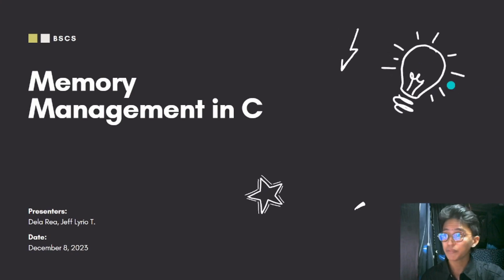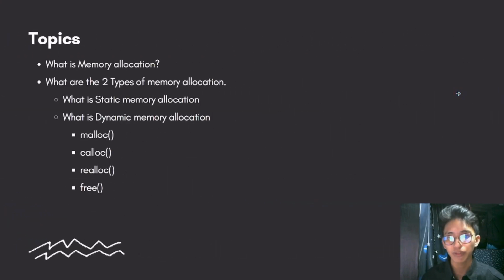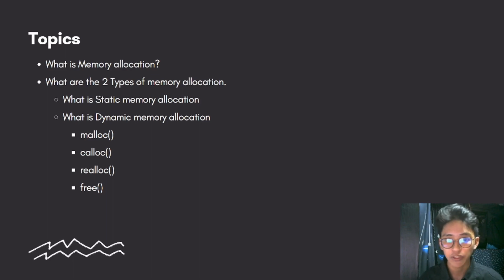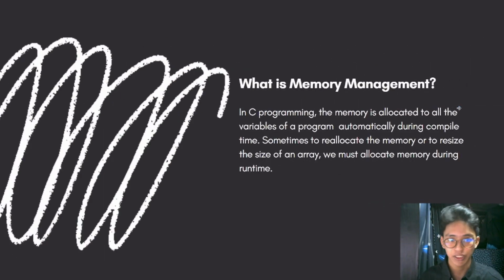Alright, so memory management in C, our topic for today: what is memory allocation? What are the two types of memory allocation? What is static memory allocation? What is dynamic memory allocation? And the four functions or operations that we use under dynamic memory allocation. So first, what is memory management?